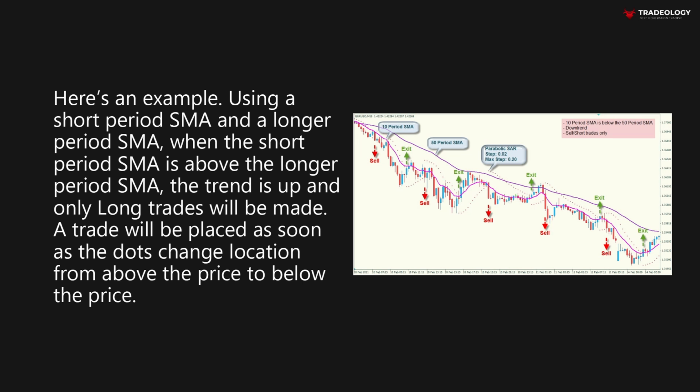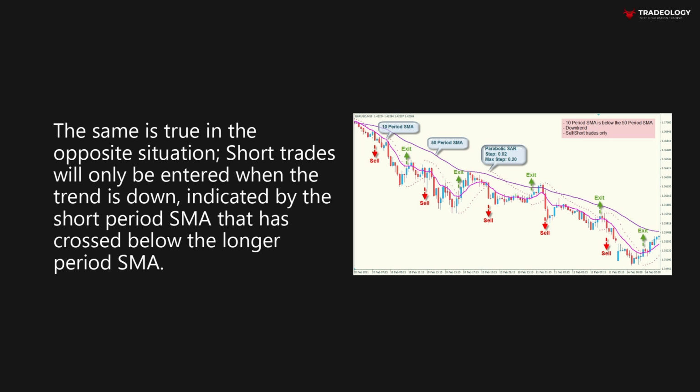Here's an example. Using a short period SMA and a longer period SMA, when the short period SMA is above the longer period SMA, the trend is up and only long trades will be made. A trade will be placed as soon as the dots change location from above the price to below the price. The same is true in the opposite situation. Short trades will only be entered when the trend is down, indicated by the short period SMA that is crossed below the longer period SMA.